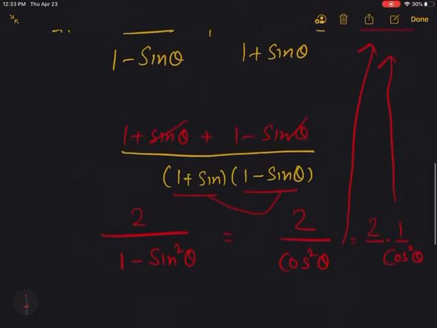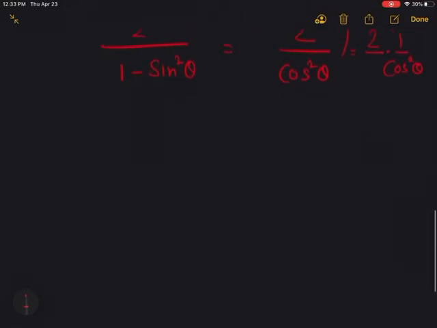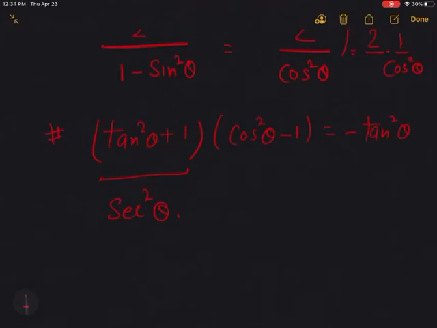Okay, a few more. So example number 3. I have tangent squared theta plus 1 times cosine squared theta minus 1, and it's equal to negative tangent squared theta. You could distribute if you wanted, but I already know tangent squared theta plus 1 is equal to secant squared. Okay, cosine squared theta minus 1.